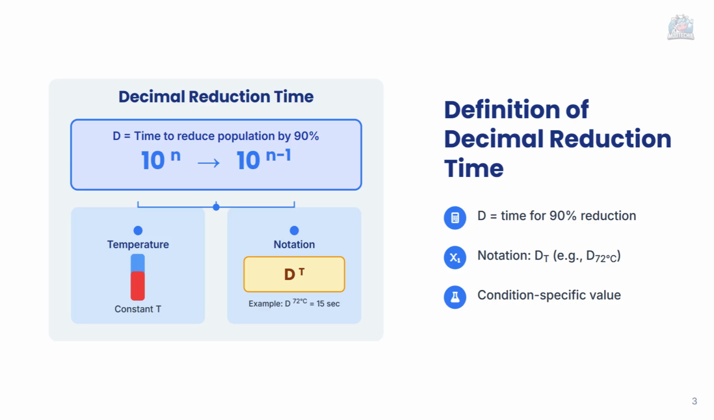Now let us define decimal reduction time more formally. The d-value is defined as the time required at a specific temperature to reduce the microbial population by 90%. Mathematically, this means the population decreases from 10 raised to n to 10 raised to n minus 1. The notation often includes the temperature. For example, D 72 degrees Celsius. This means the d-value measured at 72 degrees Celsius. Therefore, the d-value always depends on the processing temperature and conditions.